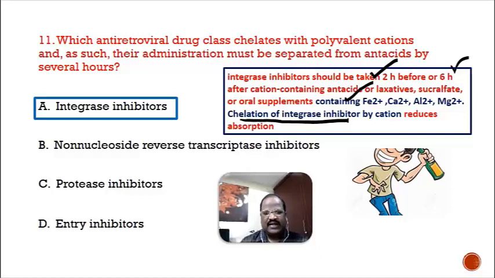So, integrase inhibitor should be taken either 2 hours before or 6 hours later after taking any antacid containing aluminum or magnesium cations. Remember, cation chelates integrase inhibitor, reducing absorption of integrase inhibitors.